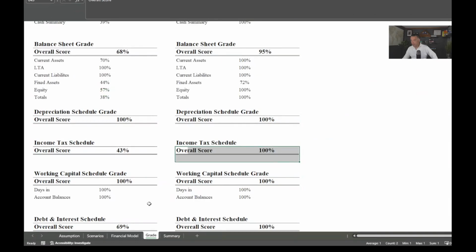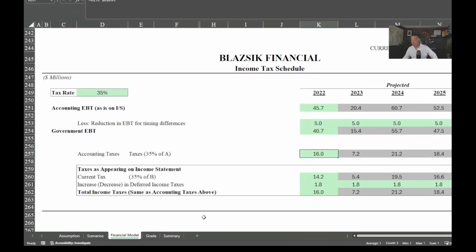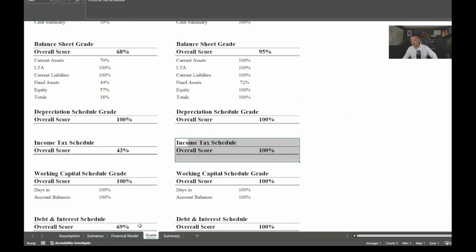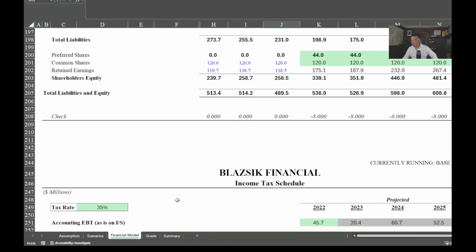Let's go back to the grade. Let's look at it. We are 100% completed on the income tax, which means we did do it correctly, even though the numbers aren't correct yet. But 43% of the numbers are correct. So let's plug it in. And that's the importance of making sure we plug it in correctly.